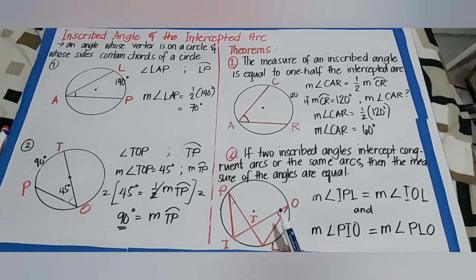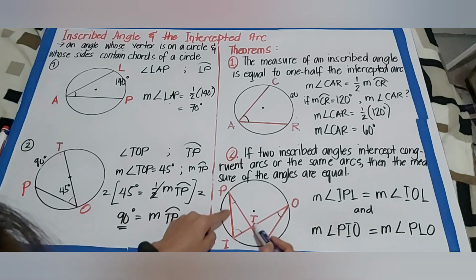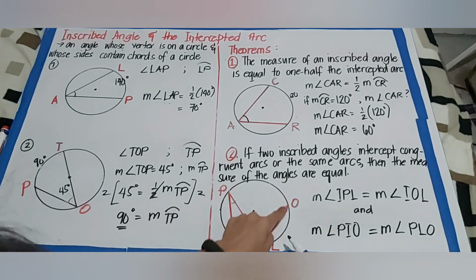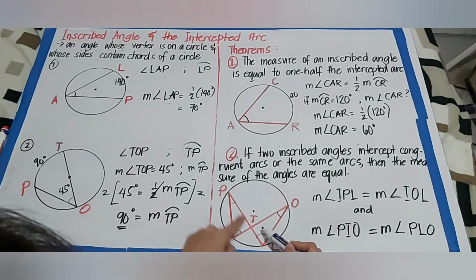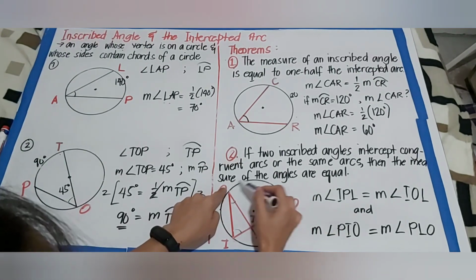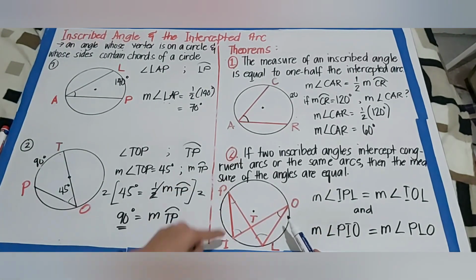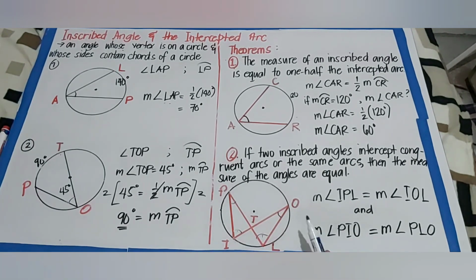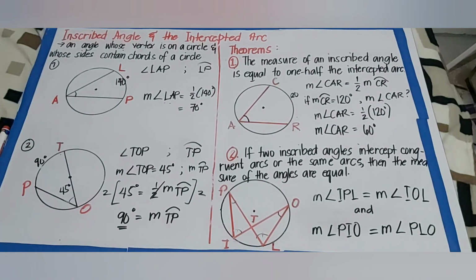Now, another one is this arc, yung arc PO. Arc PO was intercepted by two inscribed angles. We have PIO, itong angle na to, ito siya. Itong intercepted arc niya. And yung angle PLO, ito naman siya. Ito ang intercepted arc niya. Ayun, PO. So, pareho sila ni I. So, dahil pareho sila, equal din ang kanilang measurement. Kasi pareho sila ng intercepted arc. That's theorem number 2.